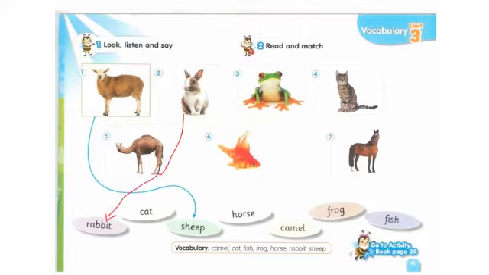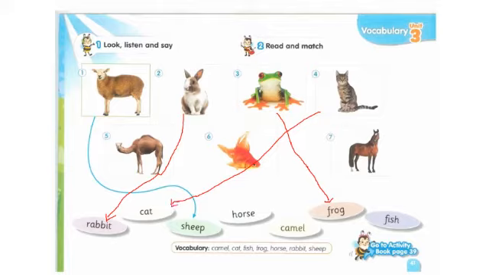Rabbit. Okay. Number 3, here we have a frog. Where is the word frog? Yes, here it is. Let's match them together. Here's the frog. Okay, number 4, here we have a cat, right? Where is the cat? Here it is. Let's match them.